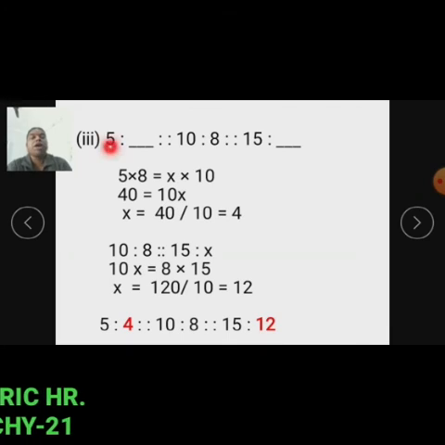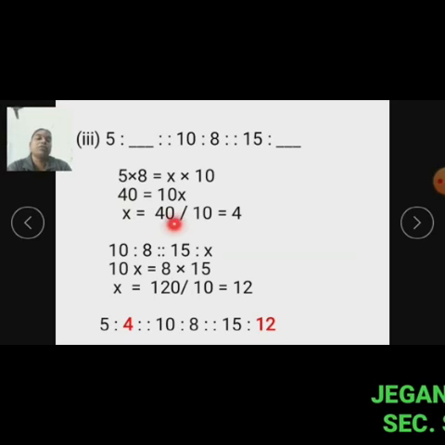Subdivision 3. 5 is to dash is proportion to 10 is to 8 is proportion to 15 is to dash. First we take 5 is to x is proportion to 10 is to 8. Here 5 and 10 are extremes and 8 and x are means. Product of extremes equal to product of means. 40 equal to 10x, x equal to 40 by 10 equal to 4.